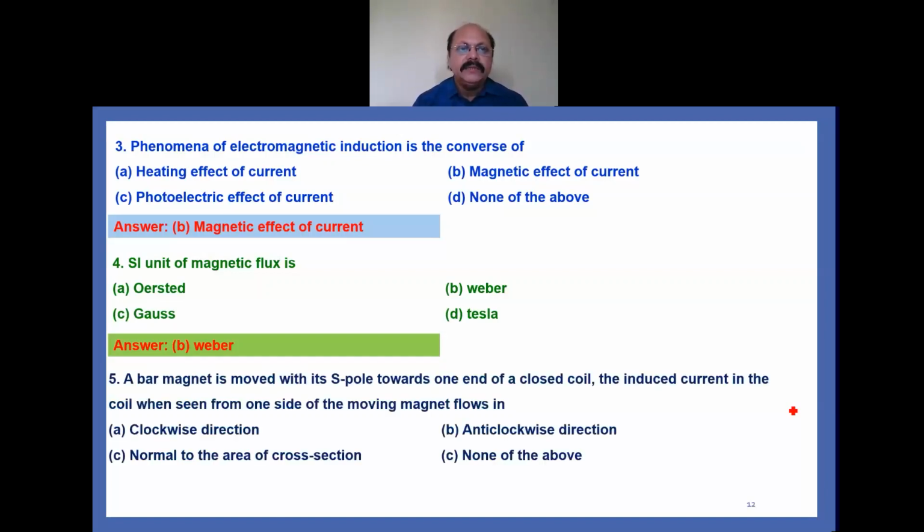Now the next one is question number 5. A bar magnet is moved with its south pole towards one end of a closed loop. The induced current in the coil, when seen from one side of the moving magnet, flows in. Your options are A, clockwise direction, B, anti-clockwise direction, C, normal to the area of the cross section, and D, none of the above.